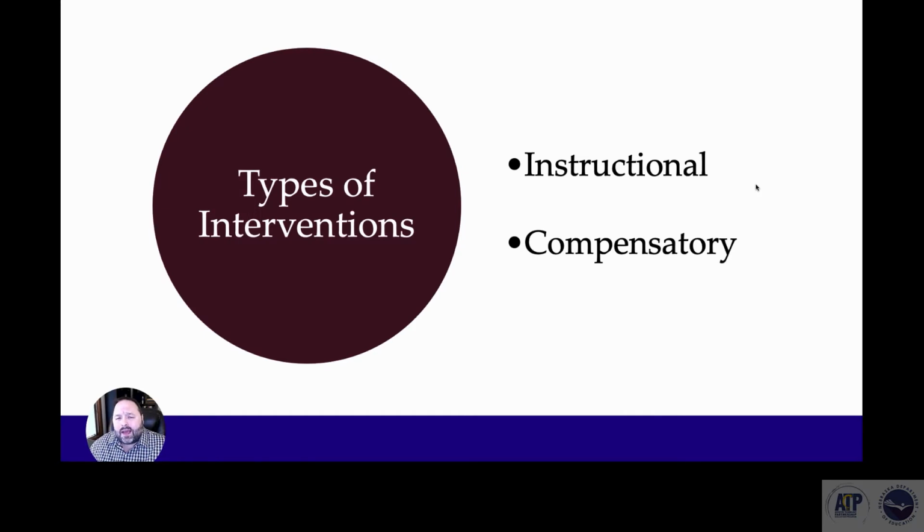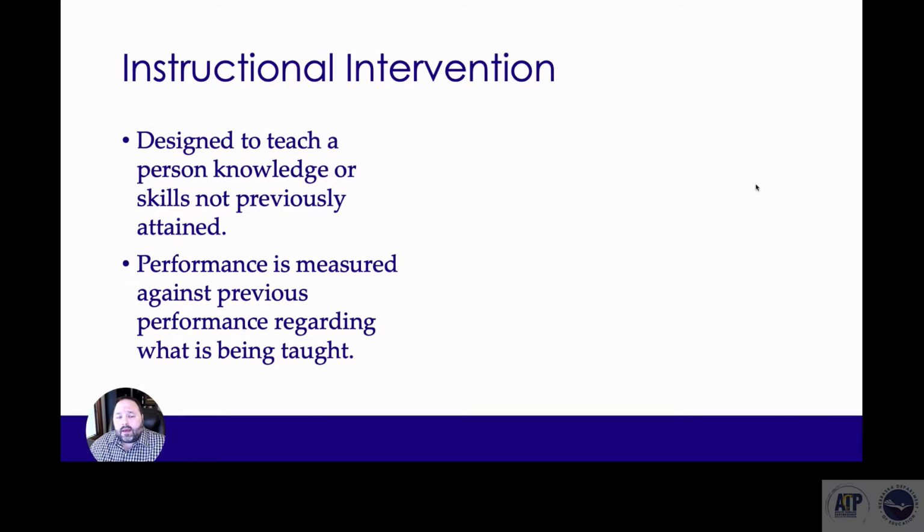There are two types of interventions that we're going to talk about. The first is an instructional intervention. The second is a compensatory intervention. Let's take a look at that first one now. An instructional intervention is designed to teach a person knowledge or skills that they have not previously attained.